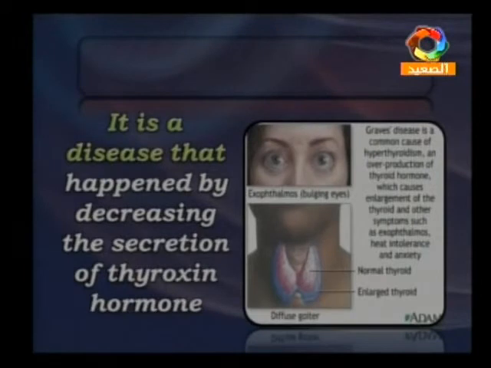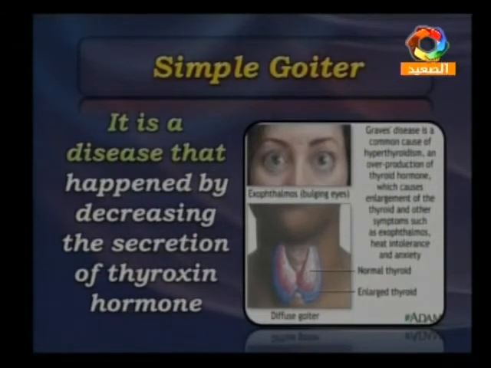After that, we have another type of disease called simple goiter. Simple goiter is a disease that happens by decreasing the secretion of thyroxine hormone, which is found in the normal thyroid gland. But if I have simple goiter, it makes what? It makes our eyes open like this. In this picture here, we have Graves' disease. It is commonly caused by what? By this exophthalmos.